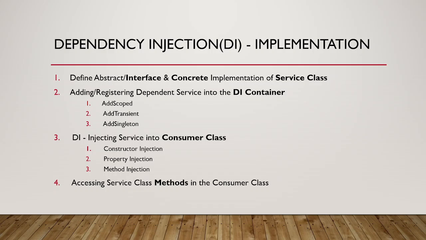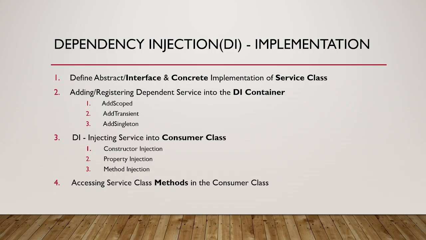The third step is the consumer class, where we want to consume it. For consuming the dependent object in the class, we have to inject it. We can inject it through the constructor, or through the property, or through a method. These are three types of injecting the service object into the consumer class.